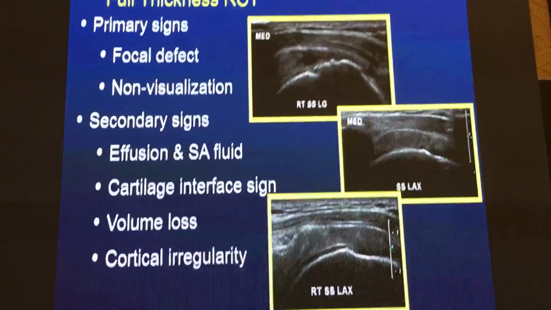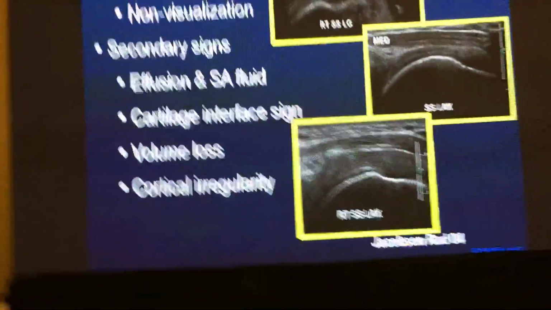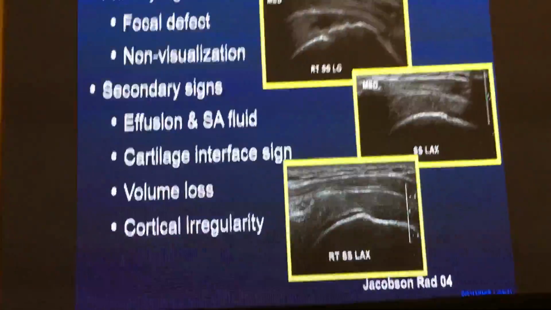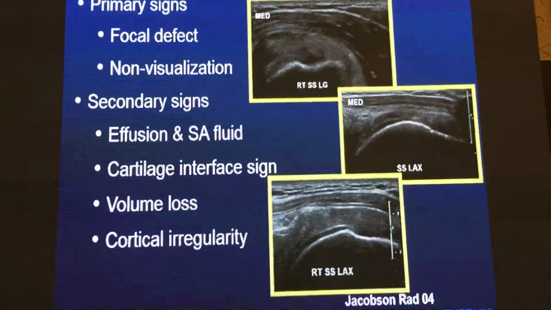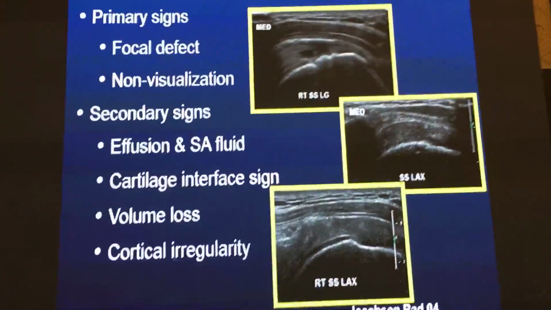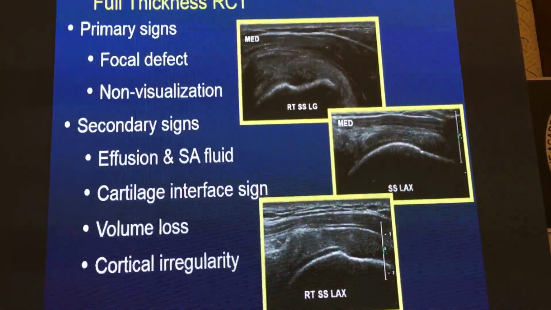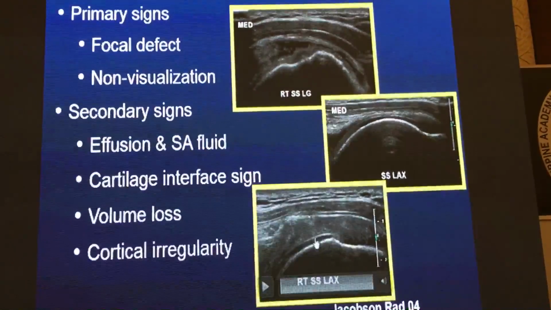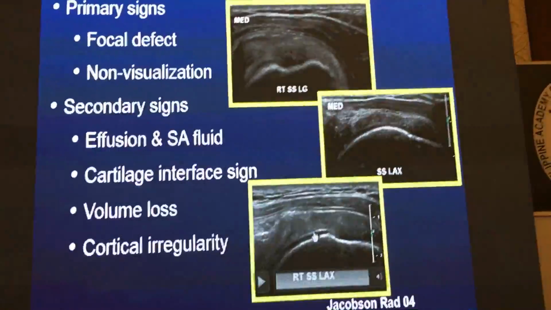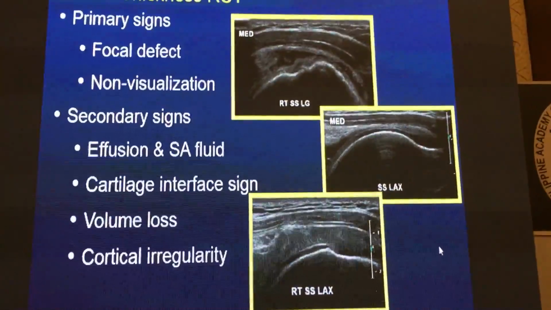But there are all those secondary signs that we talked about before that are suggestive of rotator cuff tears. So glenohumeral joint effusion, fluid in the biceps tendon sheath, along with subacromial subdeltoid bursal fluid, 95% suggestive of a full thickness tear. The cartilage interface sign, which is beautifully depicted right there. See how hyperechoic that surface of the articular cartilage is? So that is the cartilage interface sign.